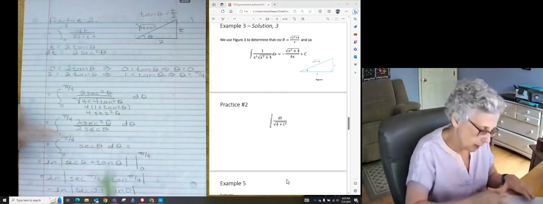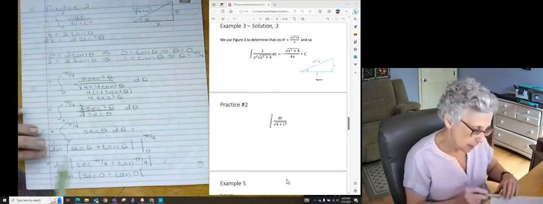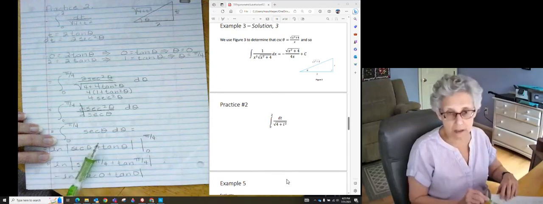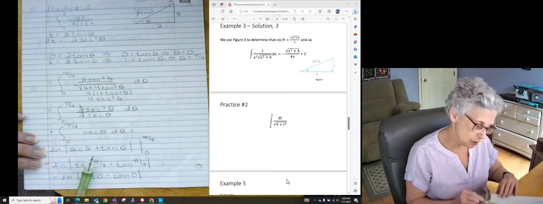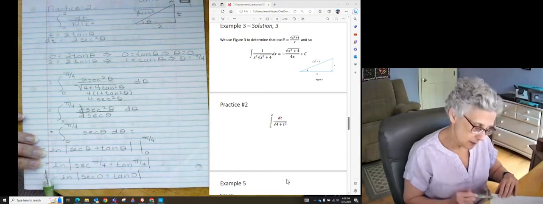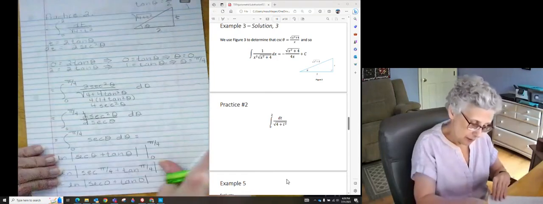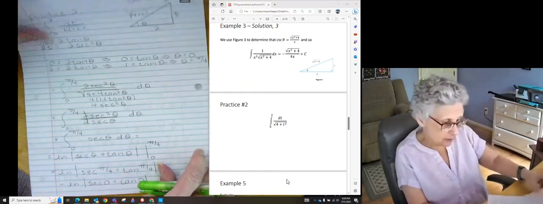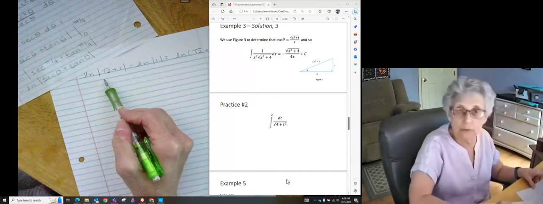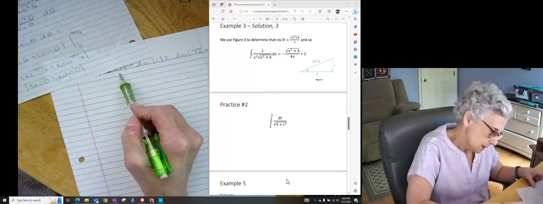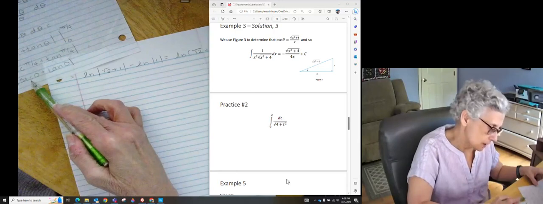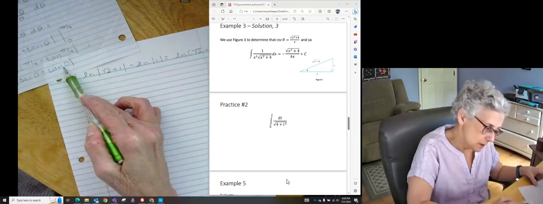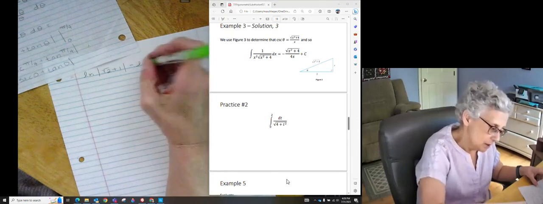Then I canceled one of them away. The 2's canceled. I ended up with just the integral of secant. And luckily we learned that in the previous section: it is the natural log of secant plus tangent. So I just plugged in, and I ended up with the natural log of secant of pi over 4, which is square root of 2, plus tangent of pi over 4, which is 1, minus the natural log of secant of 0, which is 1, plus tangent of 0, which is 0. Natural log of 1 is 0.